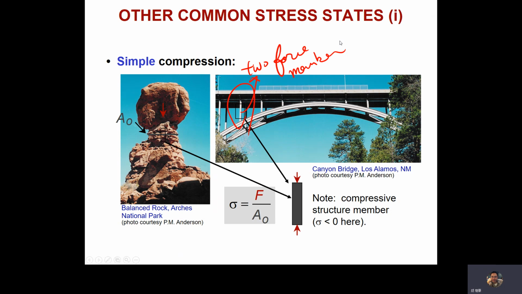Usually for a structure, the two-force member always withstands a simple tension, and in this case, it's a bridge. So this two-force member withstands compression, right? Compression stress on it. Okay, you have to remember this.